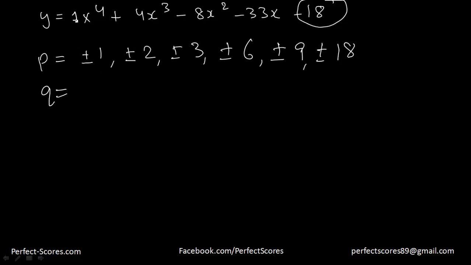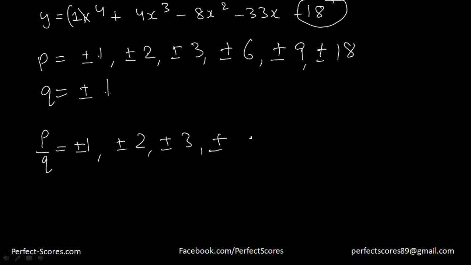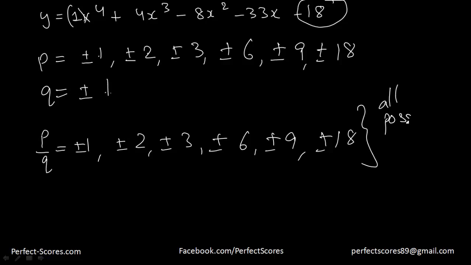Q will be all the factors of 1 here, which would be plus or minus 1. So all the possible values of the roots would be p over q, which can be 1 over 1, that is plus or minus 1, 2 over 1, that is plus or minus 2, plus or minus 3, plus or minus 6, plus or minus 9, and plus or minus 18. These are not the roots, but these are all possible rational roots of this polynomial function over here.